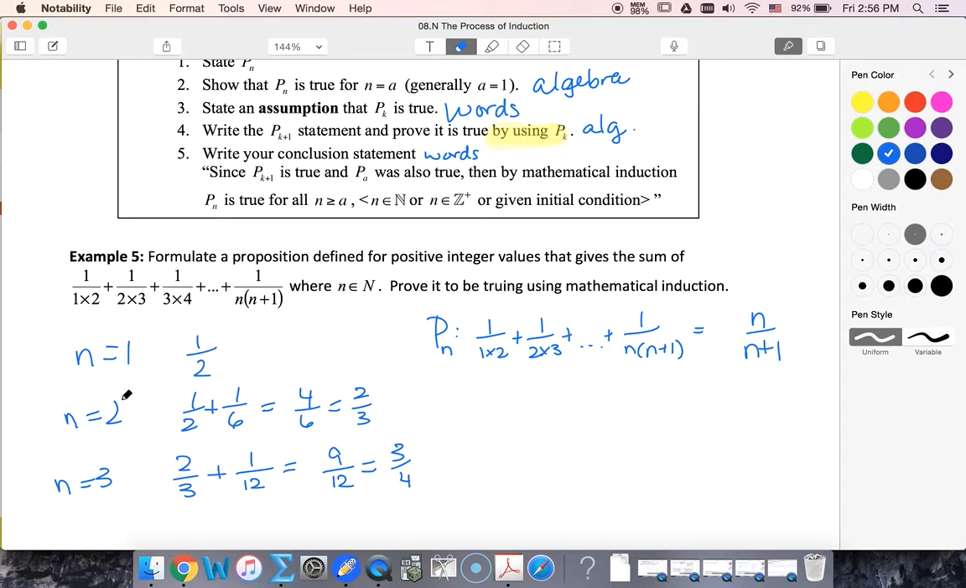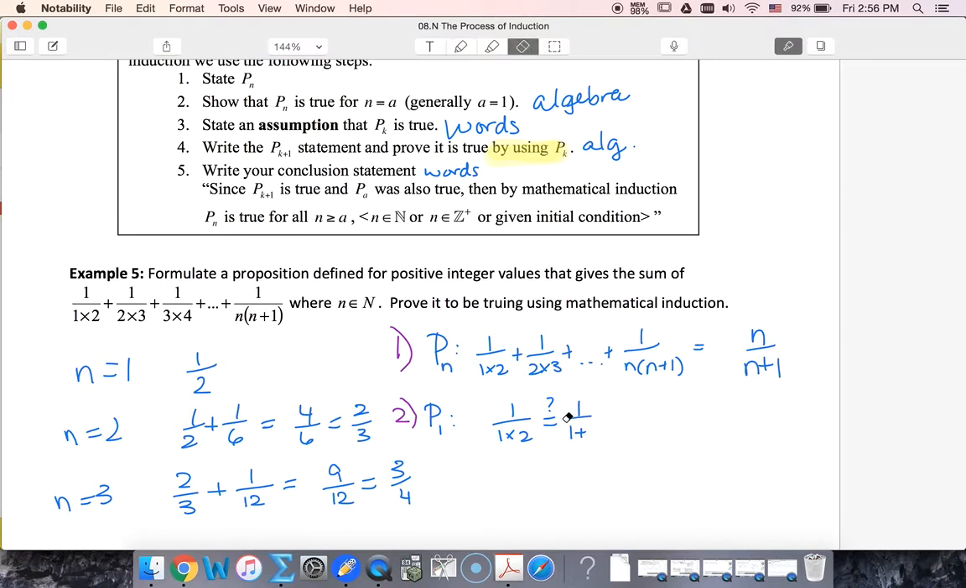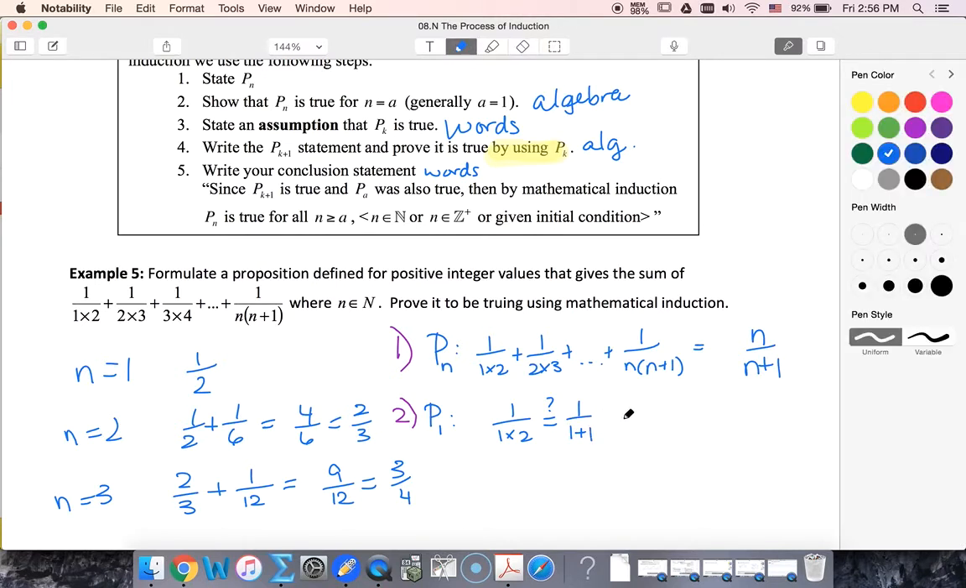We know it's true for n equals 1. So here's my P sub n statement. That's what I did first. So I'm going to come back and number this. This was number 1. Number 2, I'm going to show that P sub 1 is true. So P sub 1 is 1 over 1 times 2. Does that equal 1 over 1 plus 1? So we get that 1/2 equals 1/2. Therefore, P sub 1 is true. We want to make sure that we write out that P sub 1 is true.